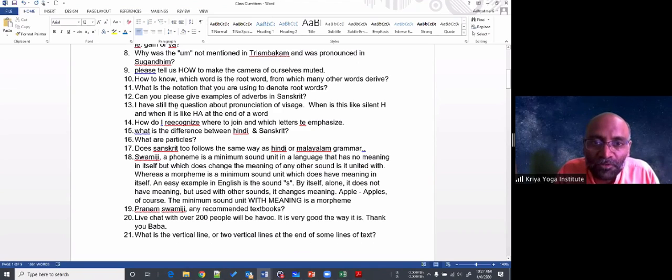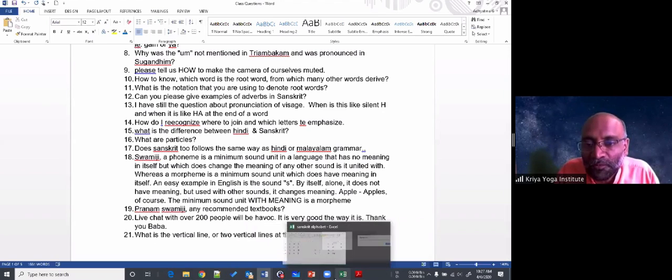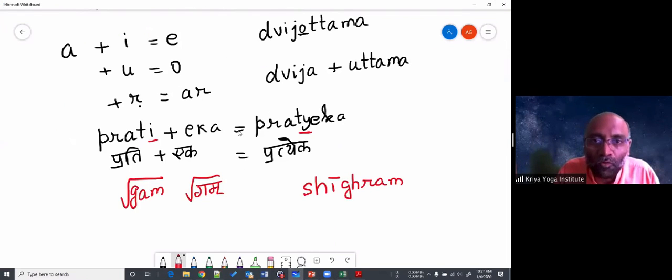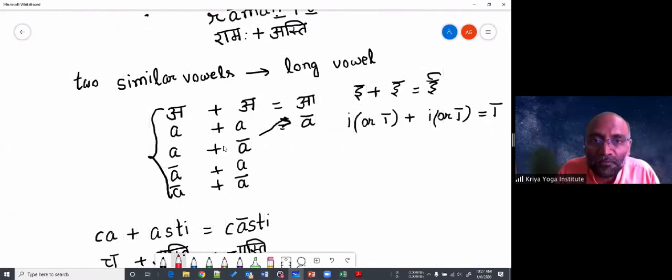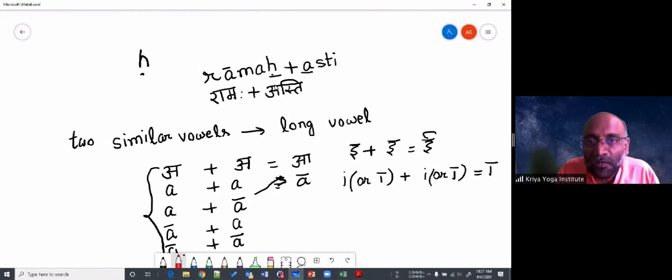I still have a question about the pronunciation of visarga. When is it silent, and when is it like ha at the end of the word? The visarga sound is always the sound of exhalation, like namah. This is how the visarga sound is. We put a dot under h in the Roman script, and in Devanagari it's like two dots.